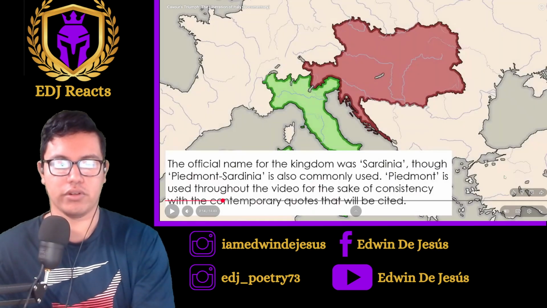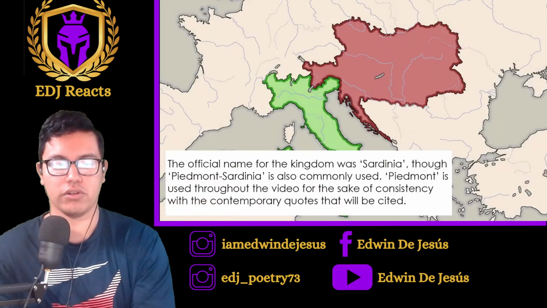Alright, the official name for the kingdom was Sardinia, though Piedmont-Sardinia is also commonly used. Piedmont was used throughout the videos for the sake of consistency with the contemporary quotes that will be cited.